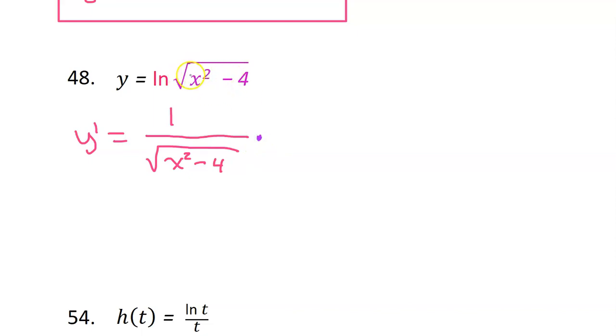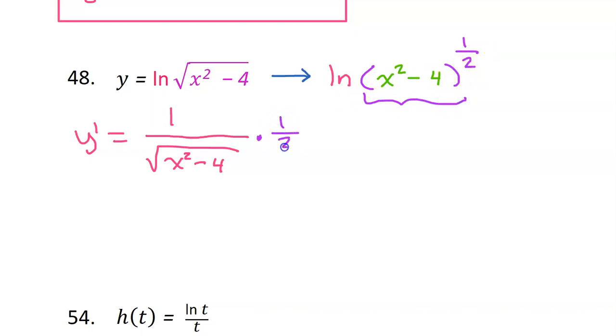But wait, the inner function is a function inside of a function as well. So here comes another chain rule. I need to take the derivative of the inner part, but I need to do the purple part first and then multiply by the derivative of the green part. So you can see I rewrote the square root as the 1/2 power so that I can do the power rule. So I'm taking the derivative of the inner part, but first I do the purple.